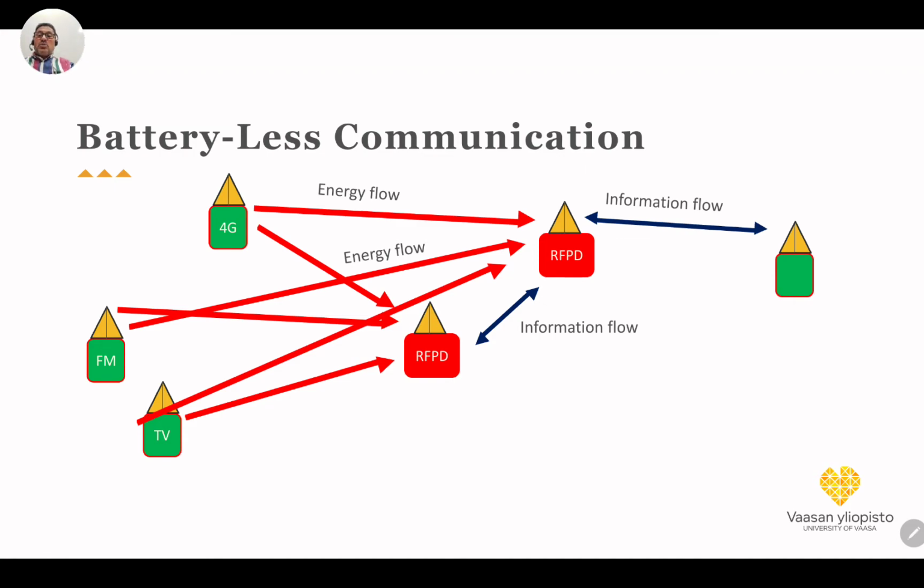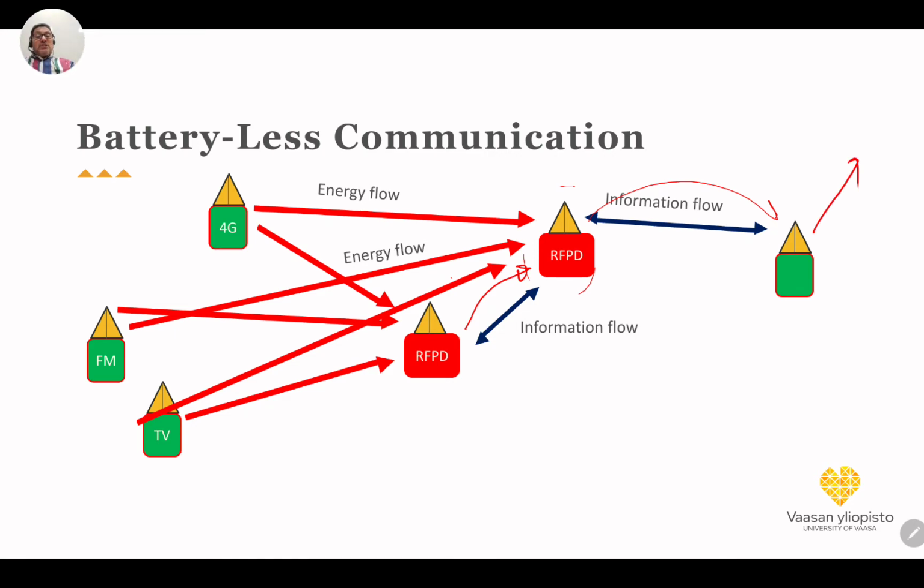So this is the idea. Actually, you can see that we have 4G network, we have FM, we have TV. Those signals are what this RF powered device uses. We just harvest or collect this energy, and once we have enough energy, we can use it to deliver a message to another device, like a router. When this device collects enough energy, it can deliver the message to the router or gateway, and the gateway of course can send it on.